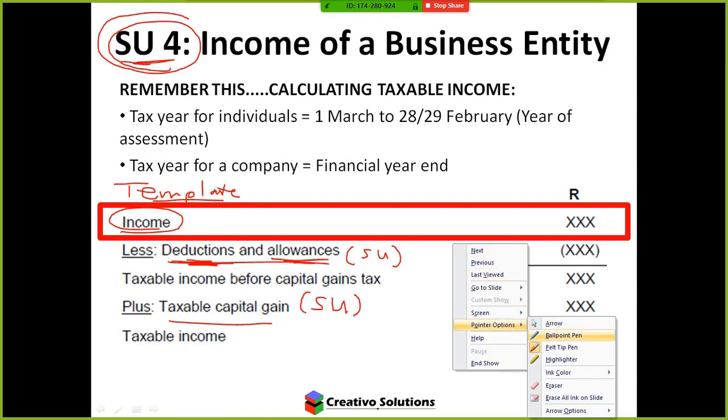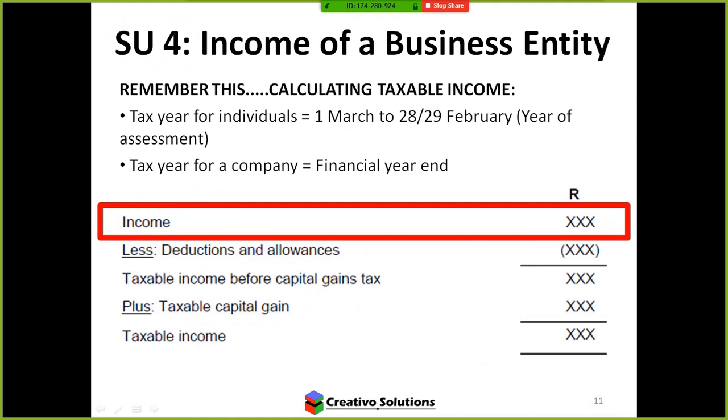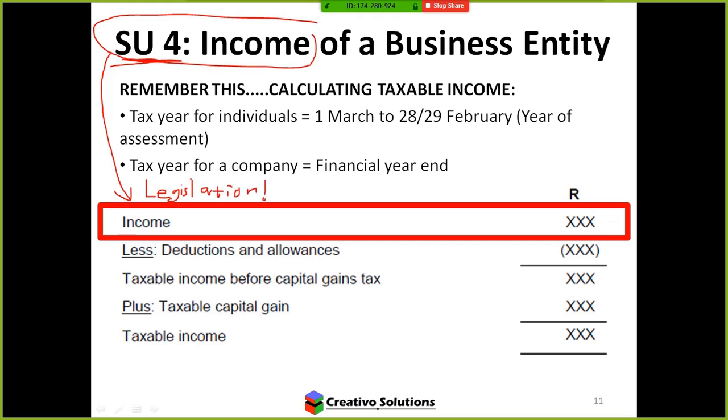That red block is highlighting where this applies. All right, so study unit 4, what does study unit 4 cover? It covers the criteria, the legislation that I need in order to identify the items that will go under the income. And that's what you're looking at.